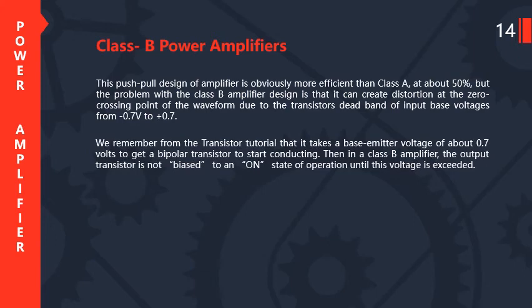We remember from the transistor tutorial that it takes a base emitter voltage of about 0.7 volt to get a bipolar transistor to start conducting.